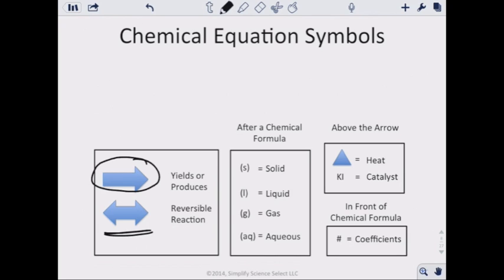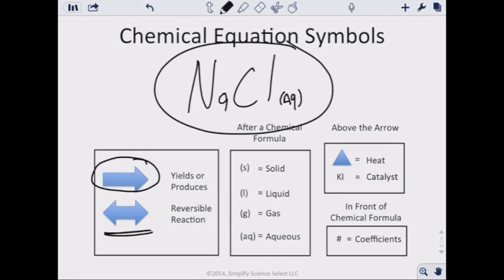Now, after a chemical formula, so say we have NaCl, sodium chloride, yay, table salt. If I have an S after NaCl, that just means that it's a solid. If I have an L, that just means that it's a liquid. If I have a G, it's a gas. And this one you might not know is AQ, which means aqueous. That means dissolved in water. So if I have AQ after NaCl, guess what I have? It's salt water. And so it just means dissolved in water.